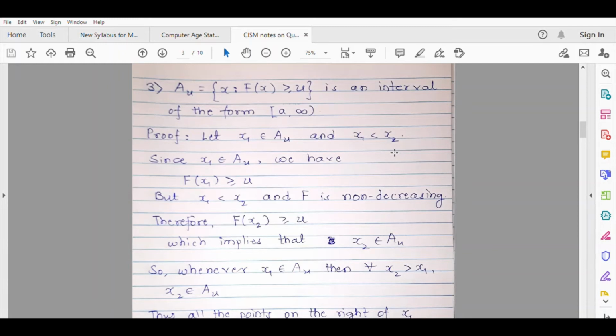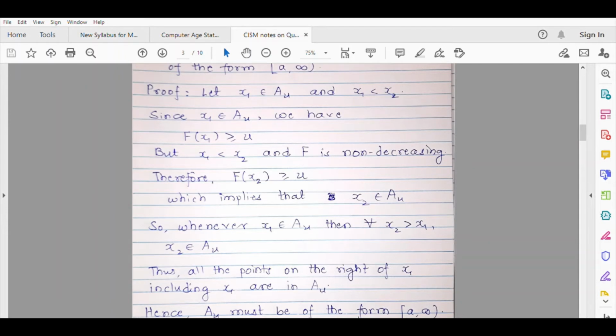So what does it mean? It means that if I start with a particular point, say A, and assume that A is in set A(u), then all the points on the right hand side of this point A will always belong to A(u). So this means that A(u) must be of this type. There is no limit, because all the points on the right of x1 belong to A(u). So there is no upper limit to the points belonging to A(u). I can go up to infinity, and so the interval should be of the type a to infinity. Now why closed interval?